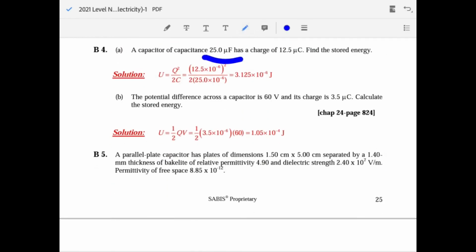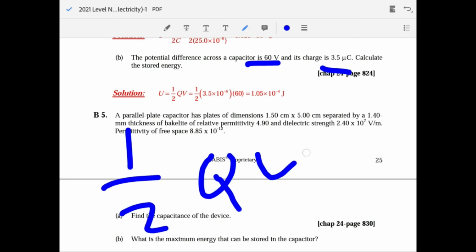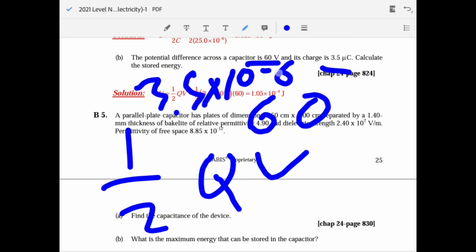Again here, another formula for energy, like I showed you in the derivation. 25 is the C, you put that in the denominator, and then half of that, 12.5 microcoulombs, straightforward. Potential difference 60 volts, 3.5 times 10 to the power minus 6, again another formula, half QV, V is 60, Q is 3.5 times 10 to the power minus 6.